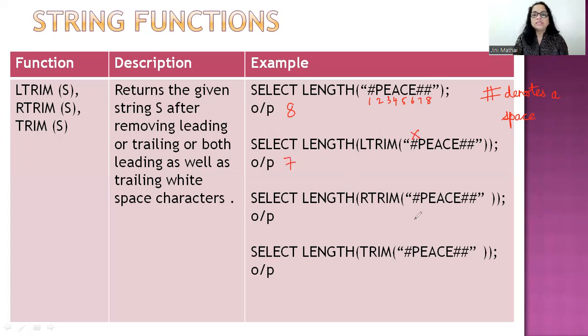7. What does rtrim do? It removes spaces from the right side of the string. So how many spaces will it remove? 2. So if it removes 2 spaces, what will be the length of the string? 6. And what does trim do? It removes spaces from before as well as after. So it removes this and it removes both these. So then what is the length of the string now left as? 5, only for the letter piece.